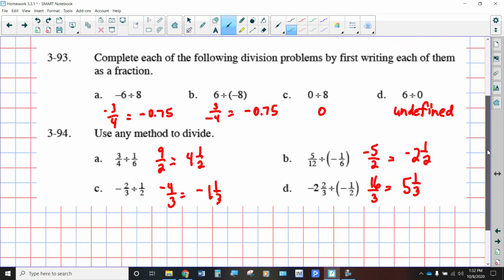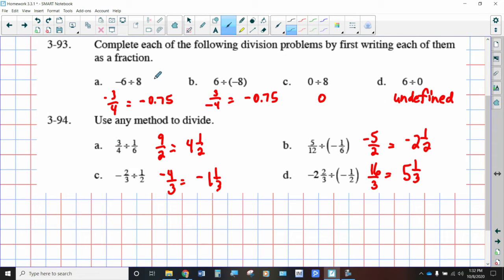Problem number 93 is just taking integers, right? Complete each of the following division problems by first rewriting them as a fraction. So I guess what we should have done is started by saying this would be -6 over 8, and now you simplify the fraction to -3 over 4, which in decimal form is -75/100. Same thing applies here, but now you've got the negative sign in the denominator instead of the numerator.